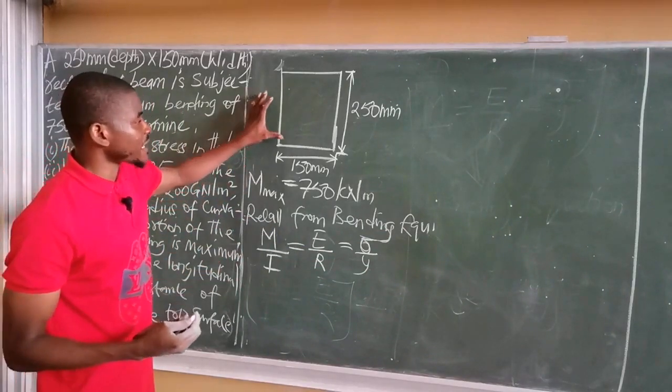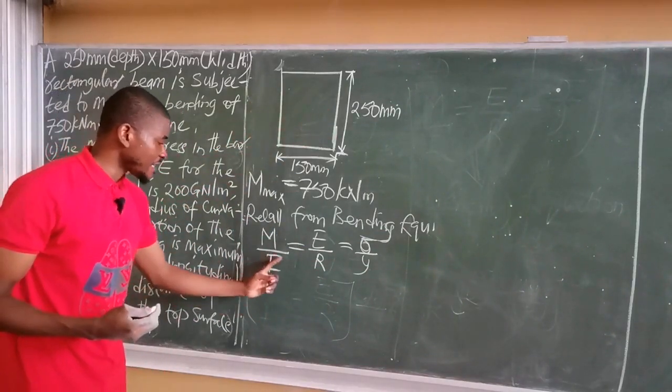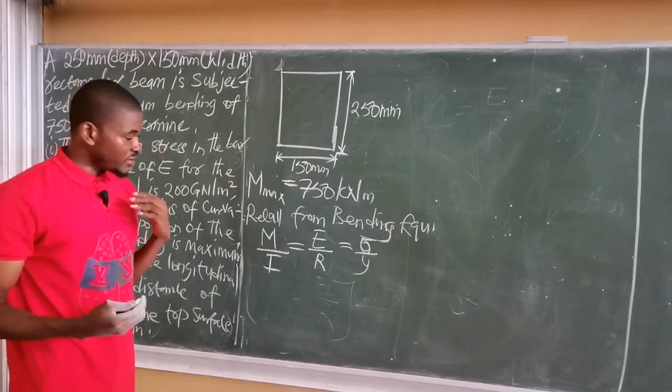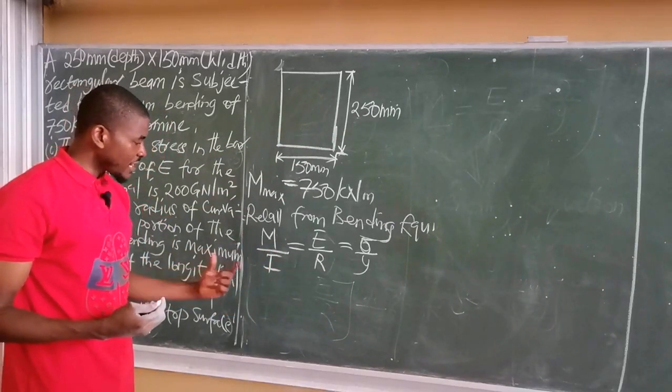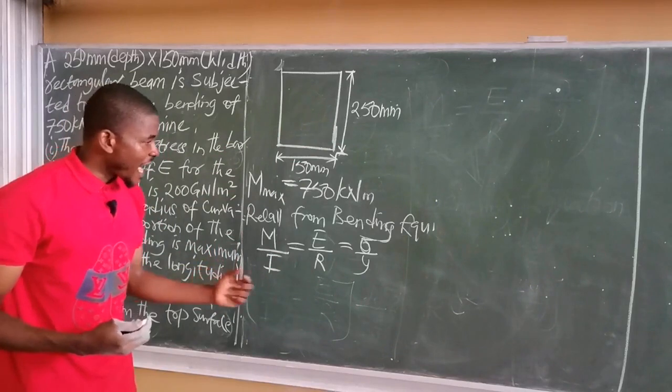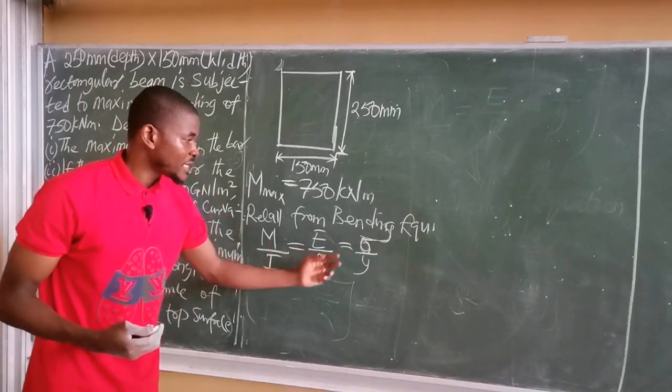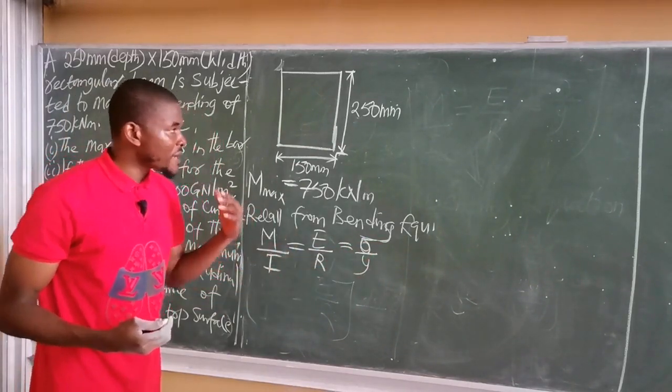And this section is a rectangular section. This I here stands for moment of inertia. It means now I know the moment, I also know the moment of inertia, and I know the stress, which is what I'm asked to find. And I know the distance where bending is maximum.